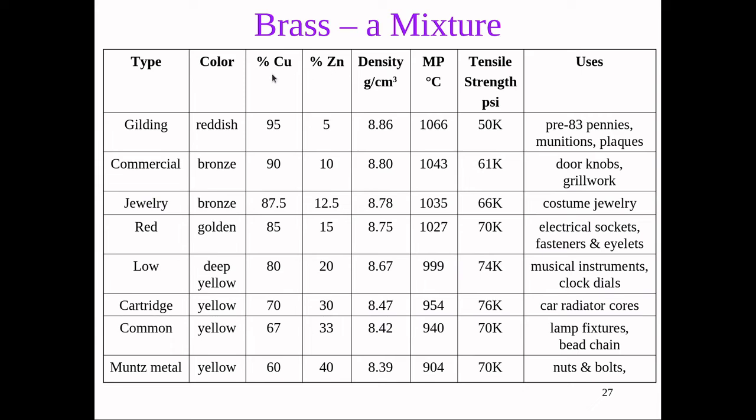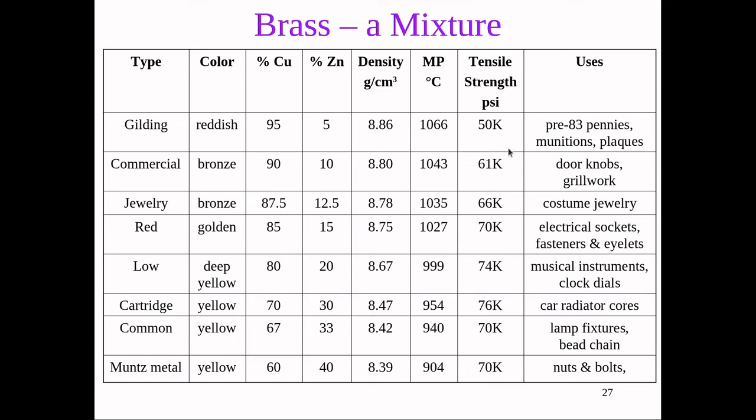Depending on what percentage of copper we put in there versus what percentage of zinc, we see a whole bunch of different properties for brass. It affects its density, its melting point, and it really affects its color. You can go all the way from almost being reddish to a whole yellow color. It also, in particular, affects its tensile strength. This is its ability to be pulled apart without snapping.